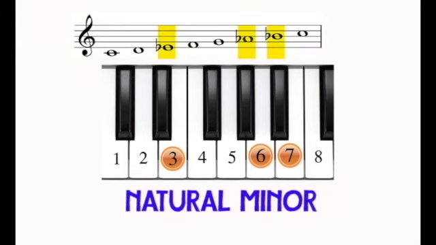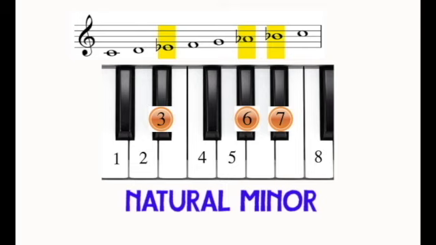In natural minor, we have a minor third between the first and the third scale degree, and we have a minor second or half step between the fifth and sixth scale degree, and the seventh makes a whole step between 7 and 8. So this is the pattern of the natural minor scale, and take careful note of where those half step locations are between the second and third scale degree and between the fifth and sixth scale degree.